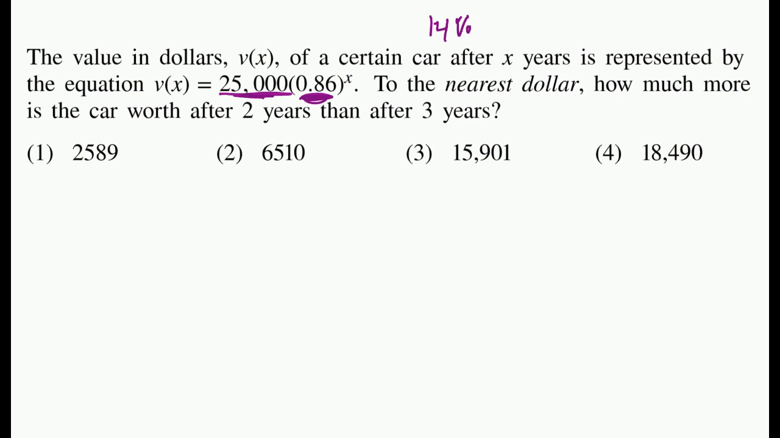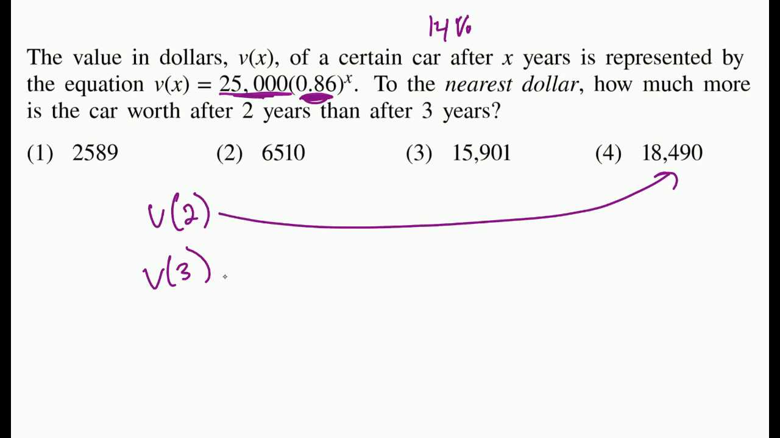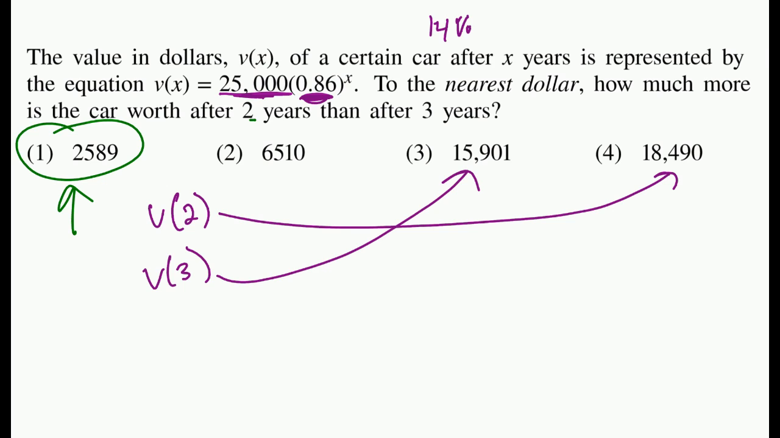How much more money is the car worth after 2 years than 3 years? So find V of 2, find V of 3, and then subtract them. Be careful though, because V of 2 is right there, V of 3 is right there, and when you subtract them, you end up getting choice 1. So choice 1 is the answer, but you need to plug in a 2, plug in a 3, and those are right there. Luckily, don't pick those choices. You're not done yet. You need to subtract the 2 of them.